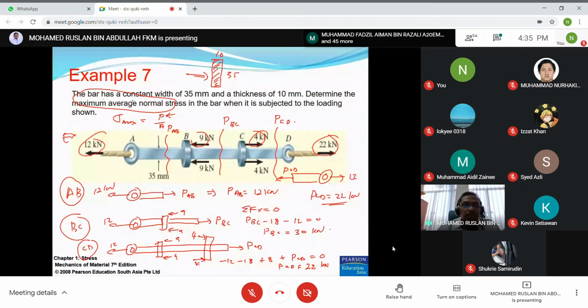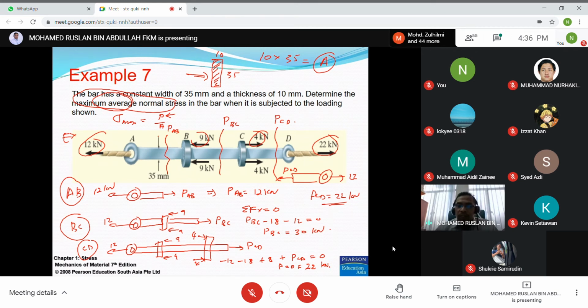You want to determine the maximum average normal stress, and because the cross section of the bar is constant, the area is 35. Okay, this is the area, and it is constant. So to determine the maximum, we have to determine where the highest internal force is. Based on this, we have PAB equal to 12, PBC equal to 30, and PCD equal to 22 kilonewton.